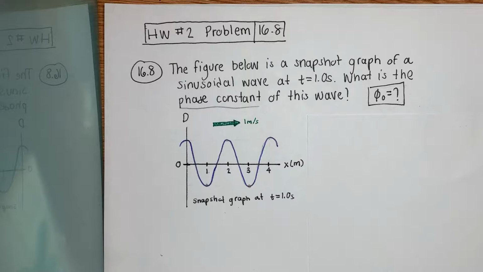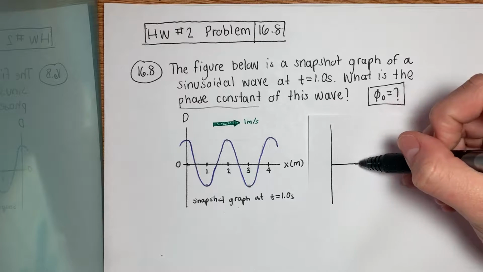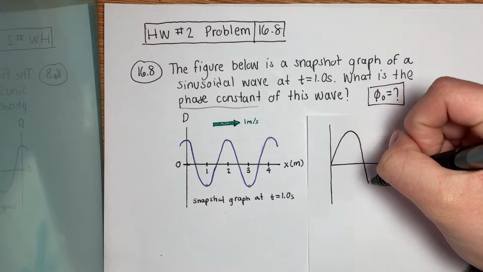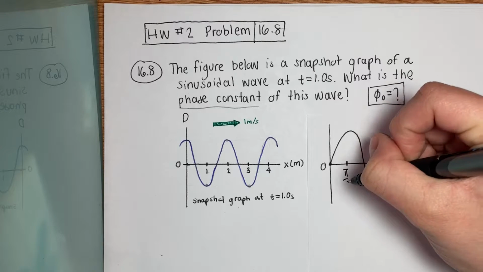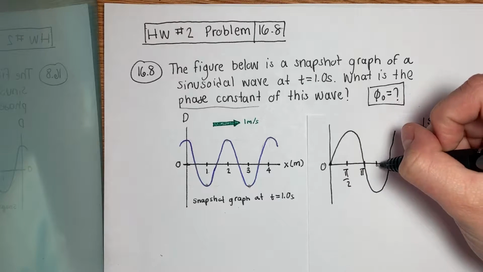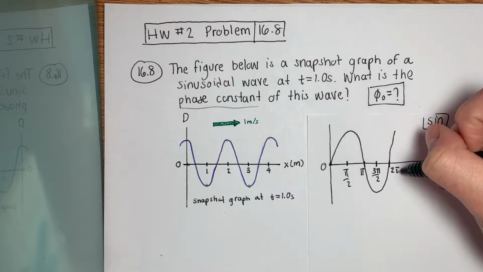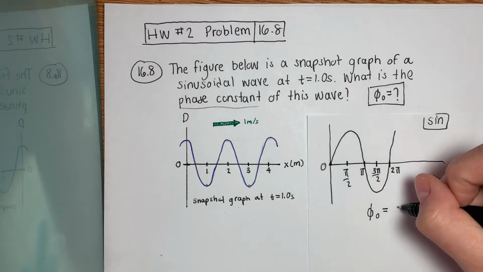And I like to think of the phase constant of a sinusoidal wave as the value that a sine graph has shifted from the left or the right in order to give you your corresponding graph. So the first thing that we should do is draw just a regular sine wave. The sine wave goes through 0, has an antinode at pi over 2, has a node at pi, has another antinode at 3 pi over 2, and has a node at 2 pi. And the phi naught, the phase constant of a sine graph, is 0.